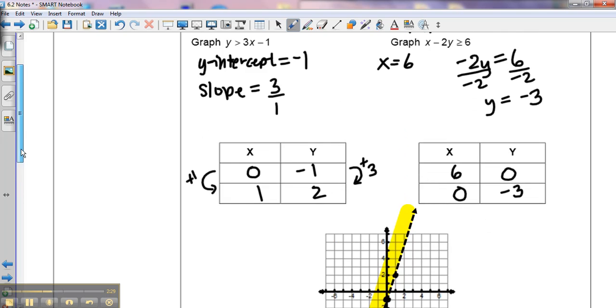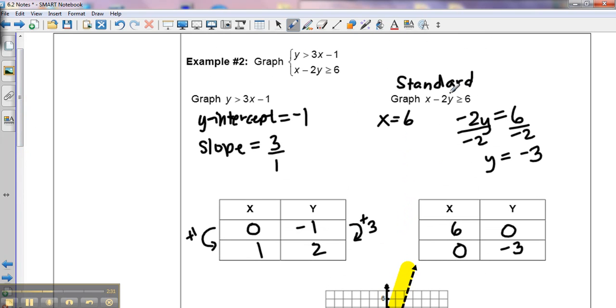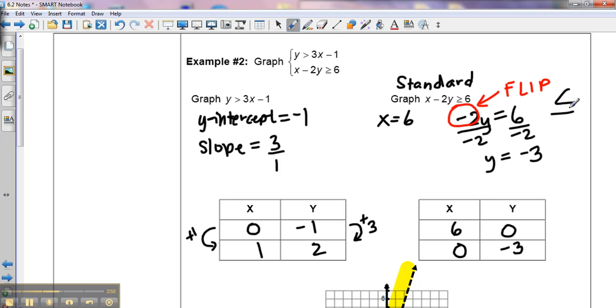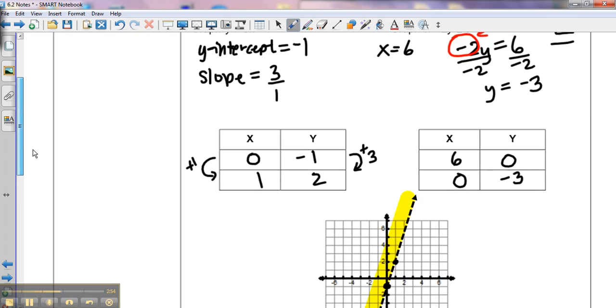All right, so now I'm going to plot these. Now this one is a greater than, but, okay, notice right here, you see where the y was negative? So I'm going to have to flip my sign right here. So that means I'm really going to have this guy be a less than or equal to. So I'm going to have a solid line, and I'm going to shade below him.